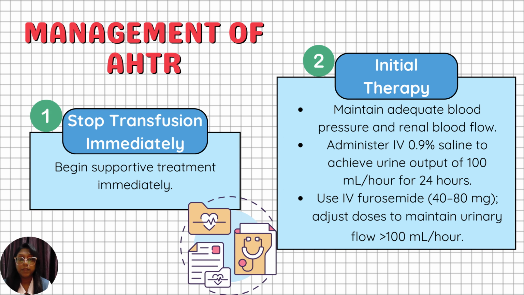Next, we're going to take a look at the management of AHDR. The very first step you should do is stop the transfusion and begin supportive treatment immediately. Next, we're going to do an initial therapy to maintain adequate blood pressure and renal blood flow. We should administer IV 0.9% saline to achieve urine output of 100 milliliters per hour for 24 hours and use IV furosemide 40 to 80 milligrams, adjusting the dosage to maintain urinary flow of more than 100 milliliters per hour.